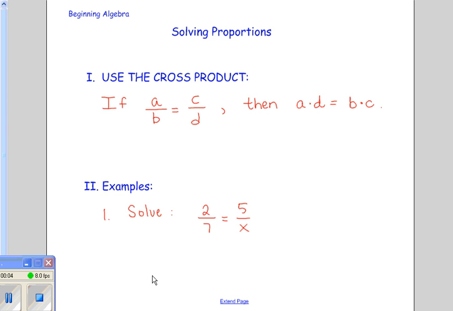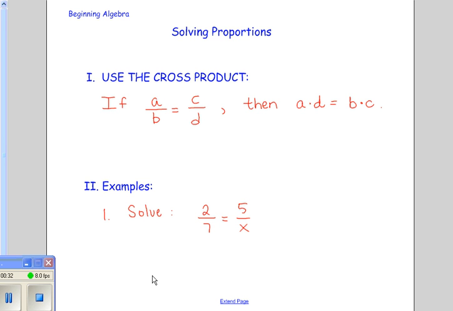This section is on solving proportions, and basically a proportion is an equation in which two ratios or two fractions are equal. All of the fractional equations that you've seen in the previous sections are not necessarily proportions. These have to be just where you have two fractions or two ratios that are equal.